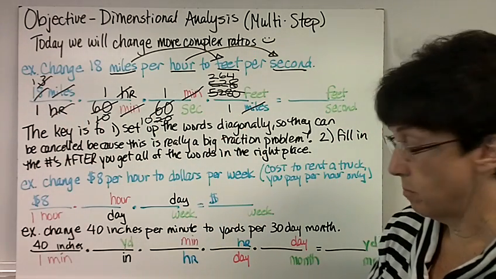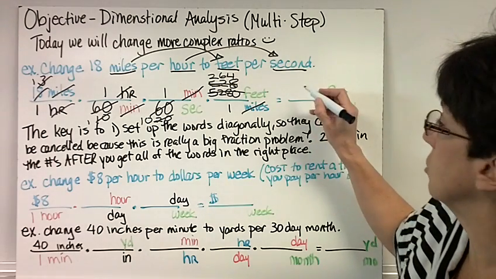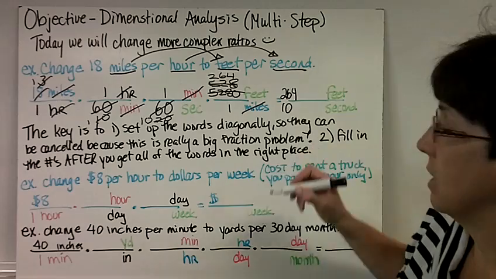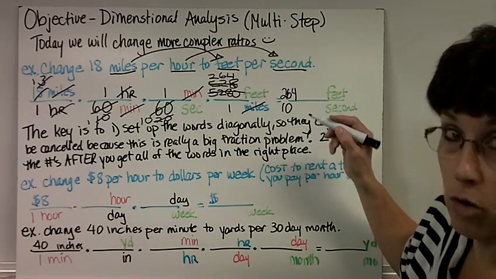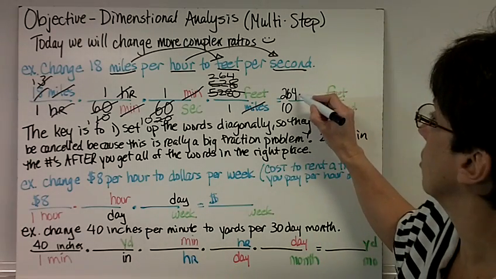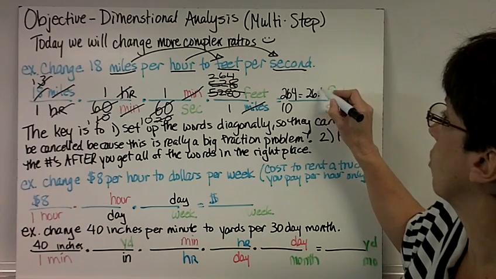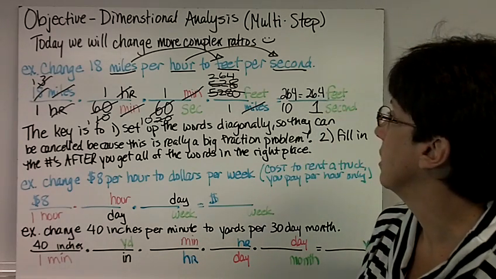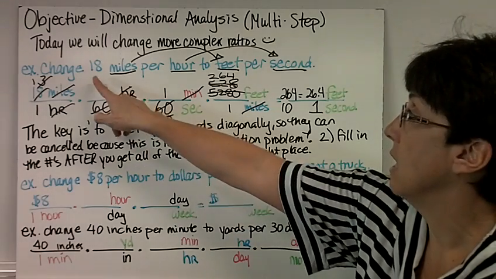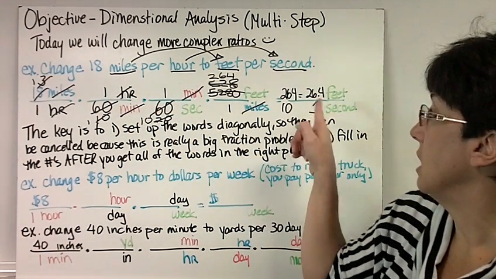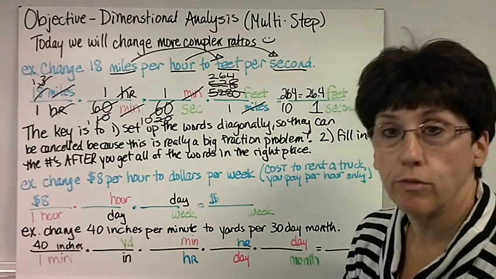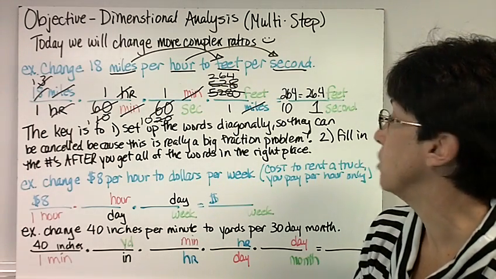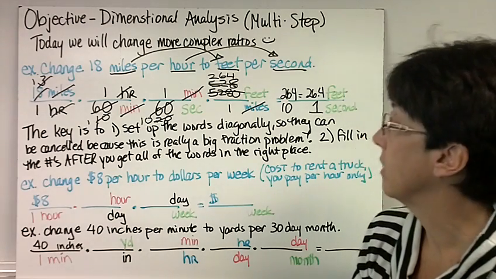So now, to do the math, all I have to do, I'll do it in 2 steps. This is 264 over 10. And if we do that on the calculator, or not, we don't need a calculator, we get 26.4 feet in 1 second. So what that means is 18 miles per hour equals 26.4 feet per second. And if that was you, you could go pretty fast.